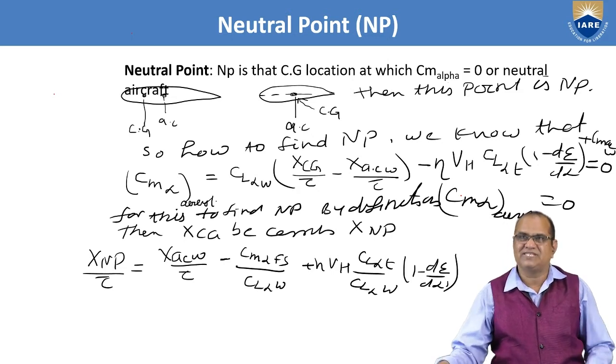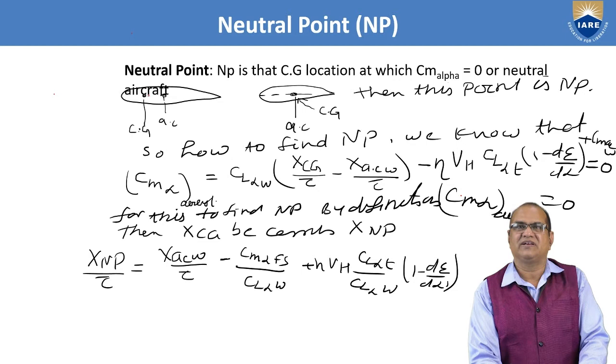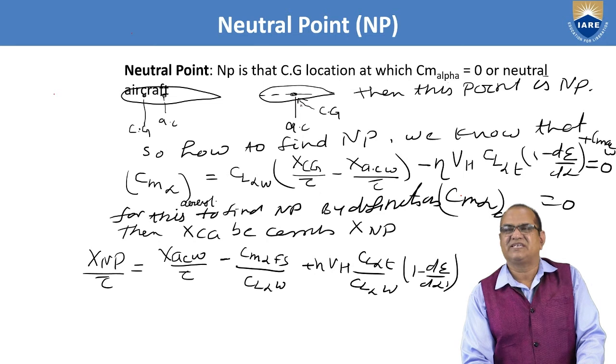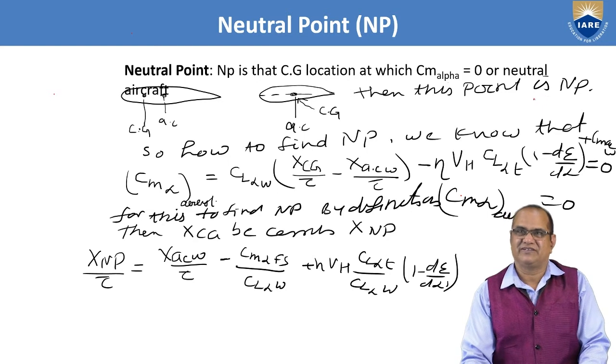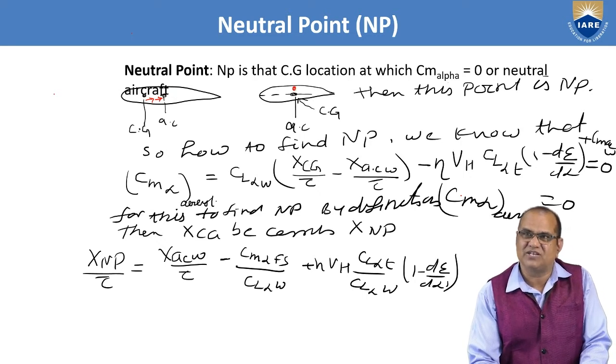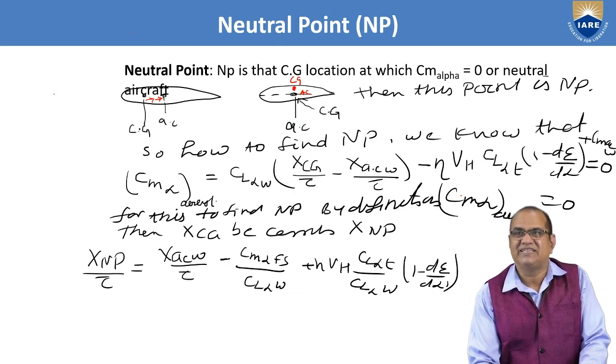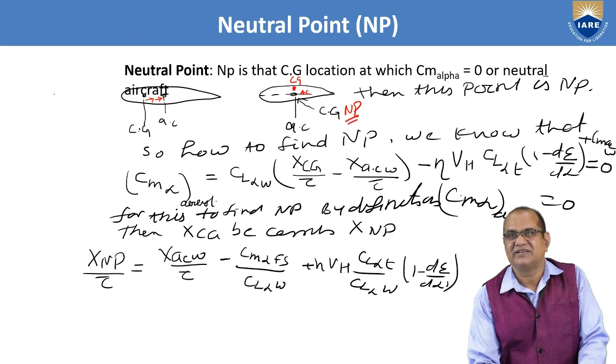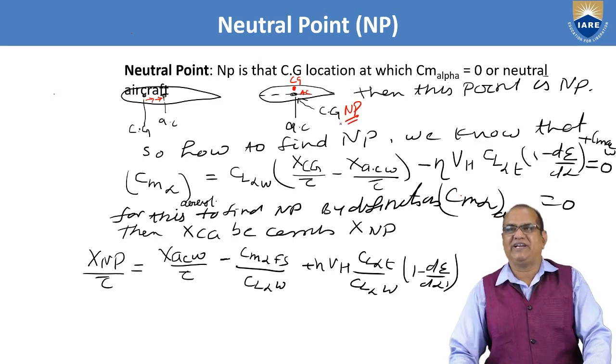You can see here that we have the wing, the CG of the wing is here and the AC of the wing is here. If the CG and AC are at the same point, then CM alpha will be 0. Then this point is called the neutral point. So if the center of gravity moves towards the AC and both coincide, then it becomes the neutral point. Okay, so how to find the neutral point?